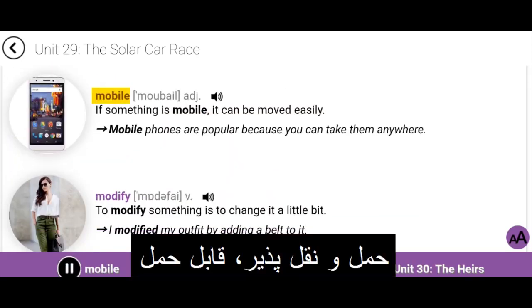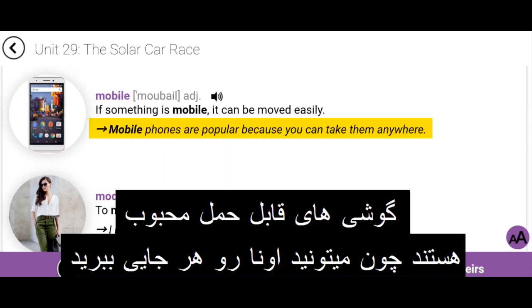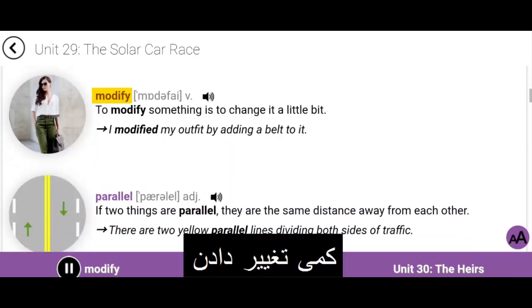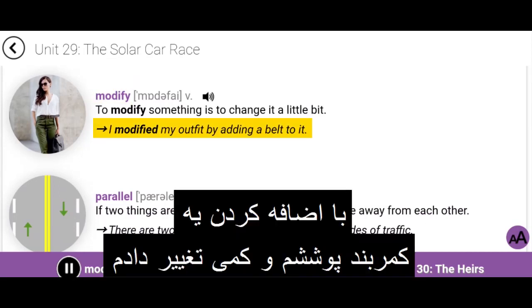Mobile. If something is mobile, it can be moved easily. Mobile phones are popular because you can take them anywhere. Modify. To modify something is to change it a little bit. I modified my outfit by adding a belt to it.